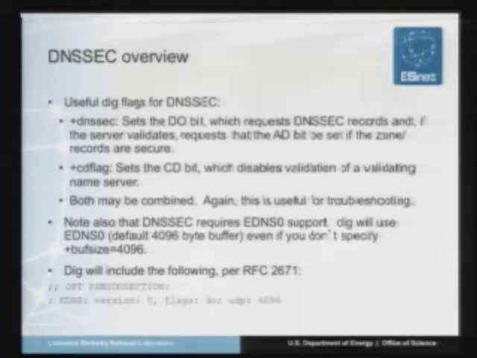Dig will request DNSSEC records with the plus DNSSEC flag, as I showed. It will also request that checking be disabled with the CD flag. And that's very useful when you get a SERVFAIL and you're not sure if that failure is due to DNSSEC validation failures or whether it's due to some other thing that might cause a failure.